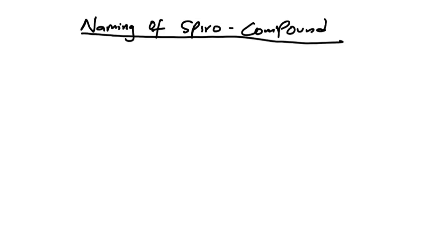Have you heard about Spiro compound and how we name them? Spiro compound is an example of heterocyclic compound. From the word heterocyclic compound, they have more than one cyclic compound joined together. So that is example number one.